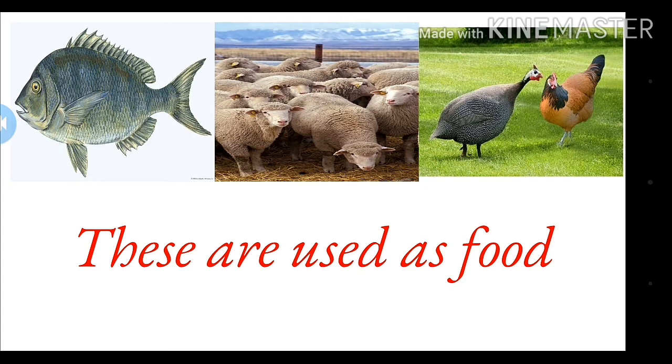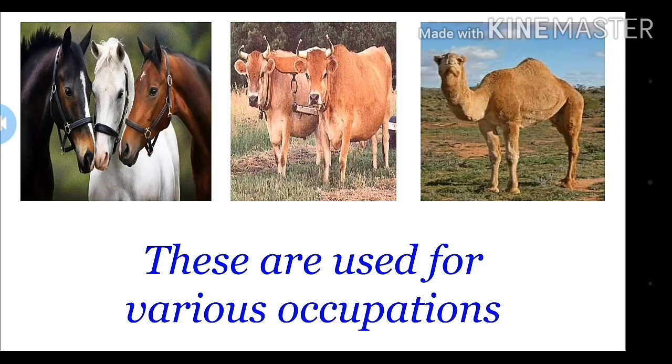Then, how are these animals useful in occupations? We are going to see it. These are used for various occupations. The horses, the oxen, the camel, and there are many more animals like this which are used for various occupations. The horses are sometimes used in races. To win, we need to be faster, right? The horses run fast. Then the horses are also used to carry loads. The oxen are used in agriculture. Then the camel is also used to move from one place to another.